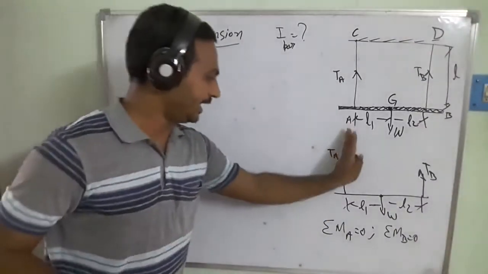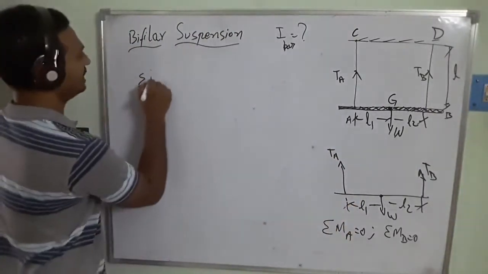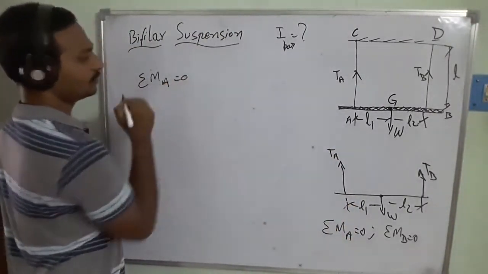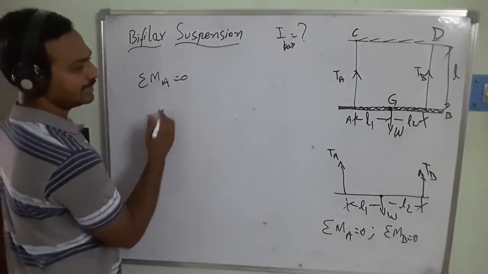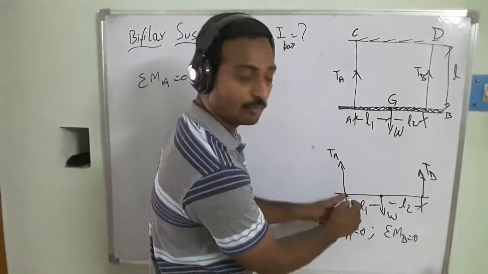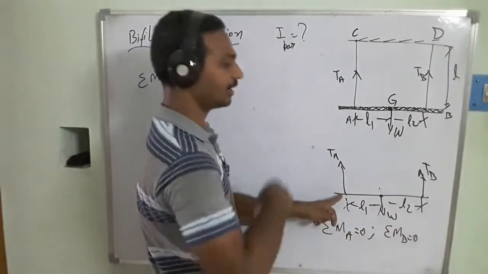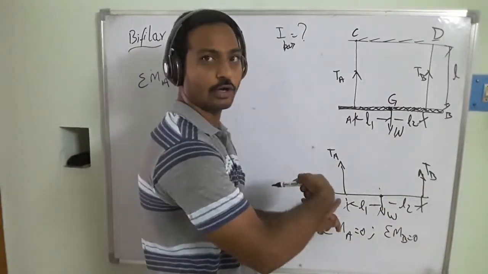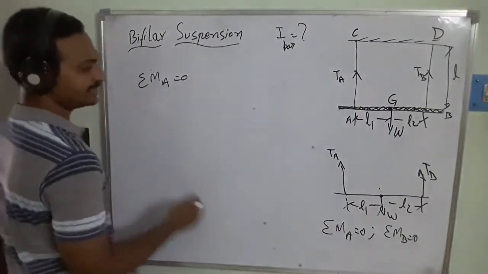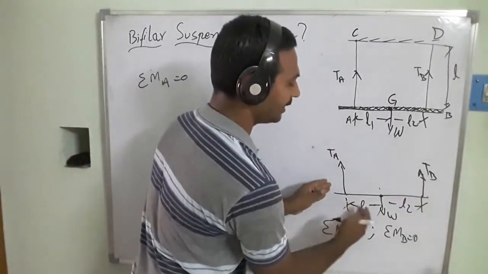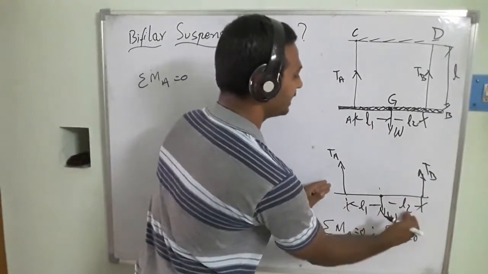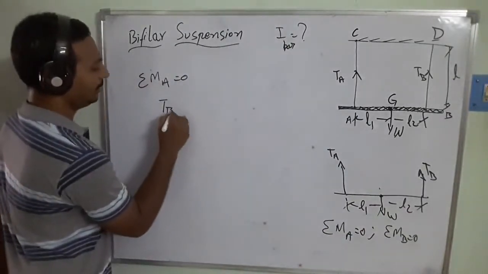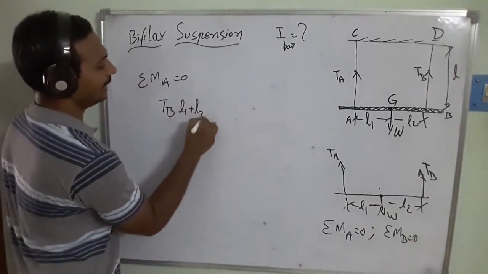So I am going to take the moments at A. So that's going to be sigma MA is equal to 0. In this case, what will happen when I am taking the moments here? This is going to be acting in the clockwise direction. TB is going to be acting in the counterclockwise direction. What is the perpendicular distance between TB and here? That's going to be L1 plus L2. That is going to be TB into L1 plus L2.